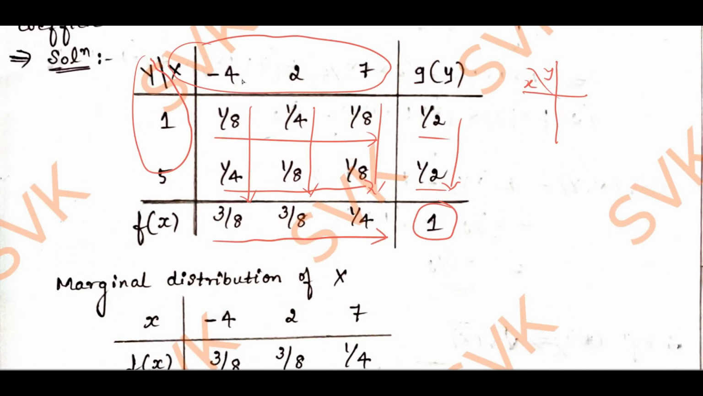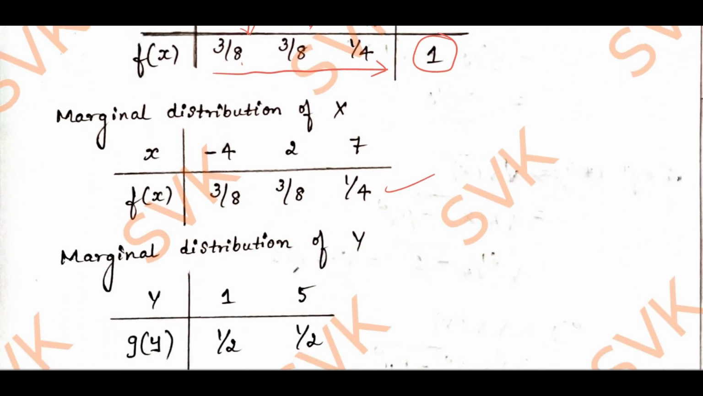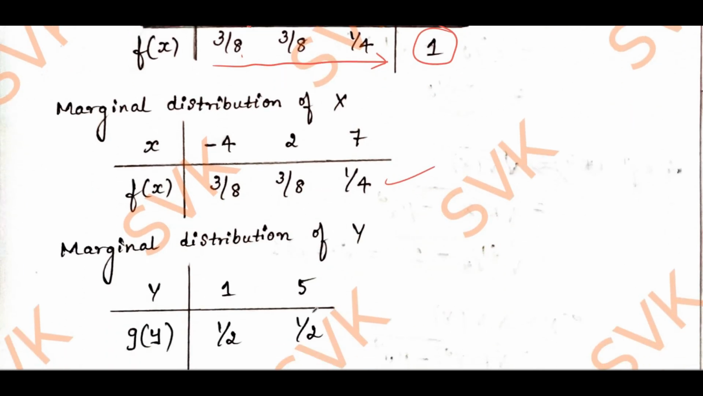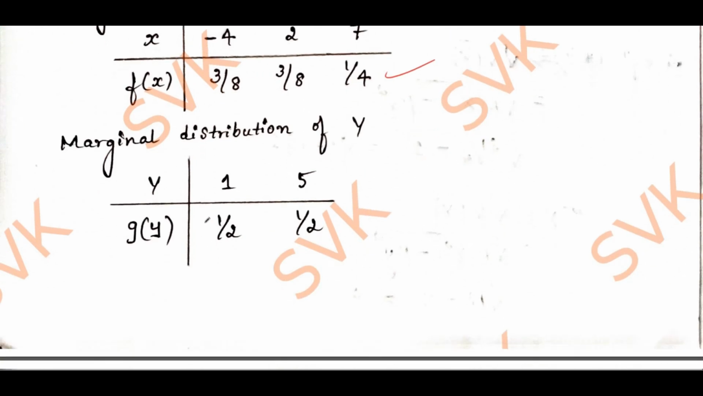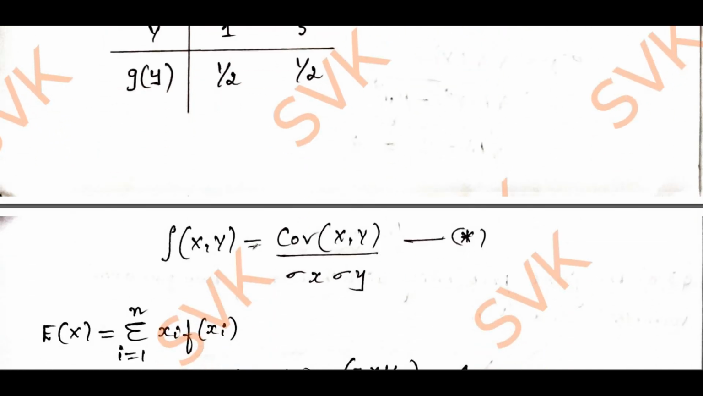With respect to x, the given values are x1 equal to -4 and f of x1 is 3 by 8. When x2 is 2, f of x2 is 3 by 8. When x3 is 7, f of x3 is 1 by 4. That is what I have written here. Similarly, I find the marginal distribution of y along the columns, and I have got those values. Using these values, I am going to find the correlation coefficient, that is rho of x comma y.